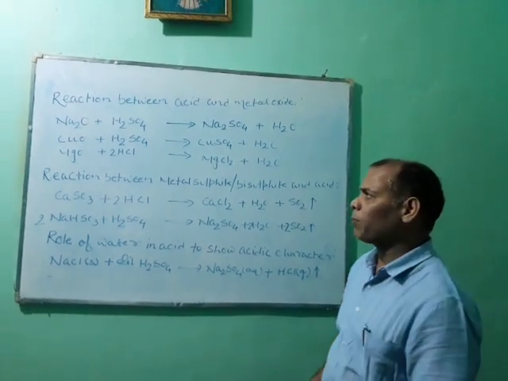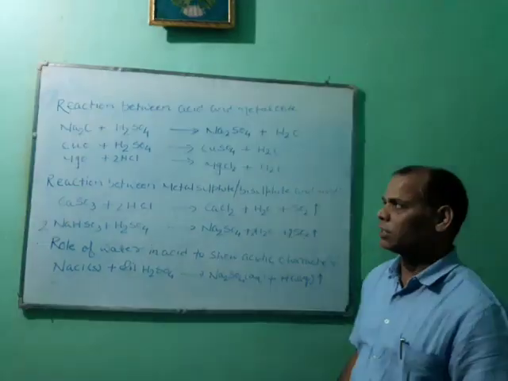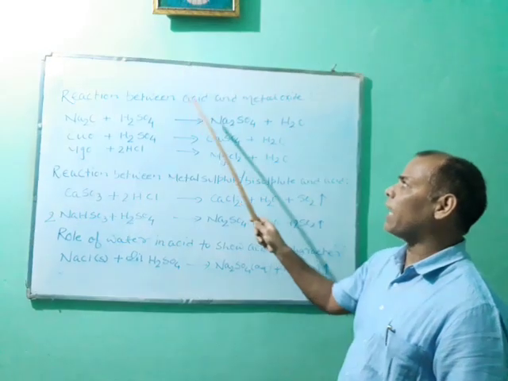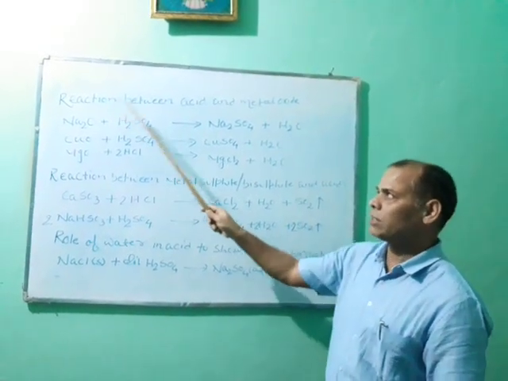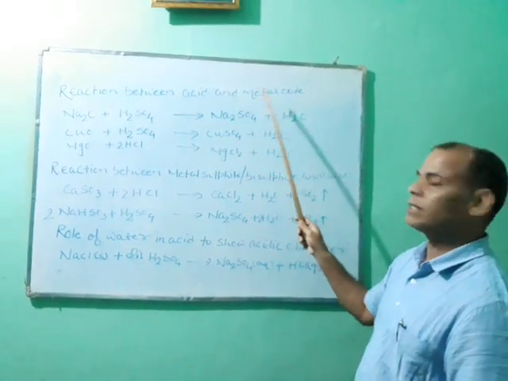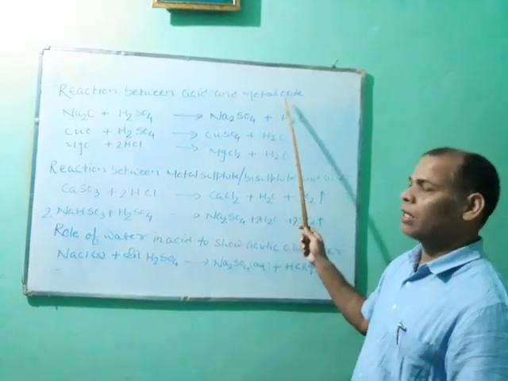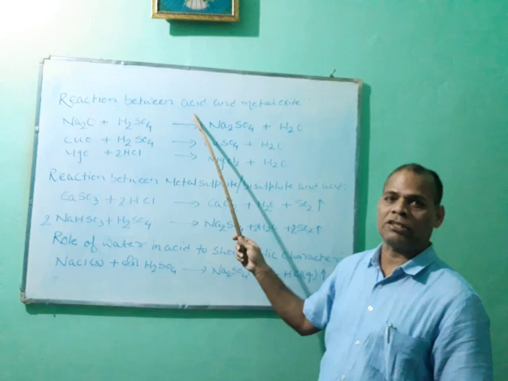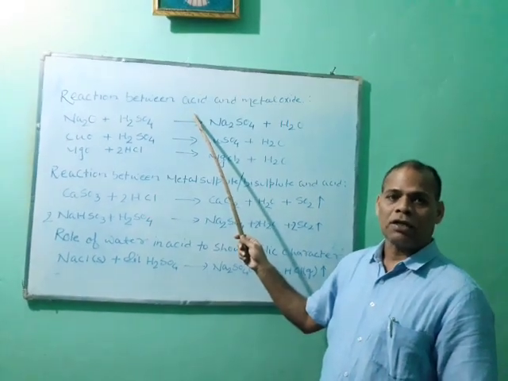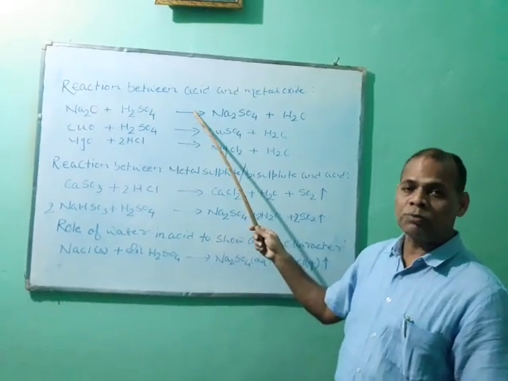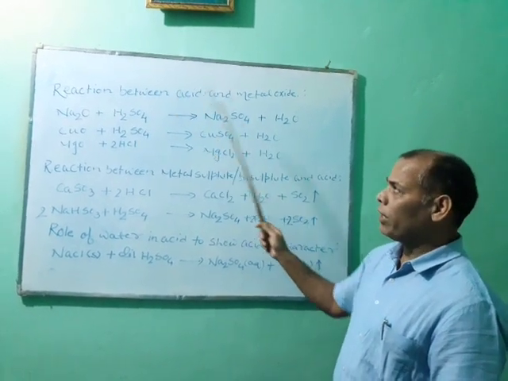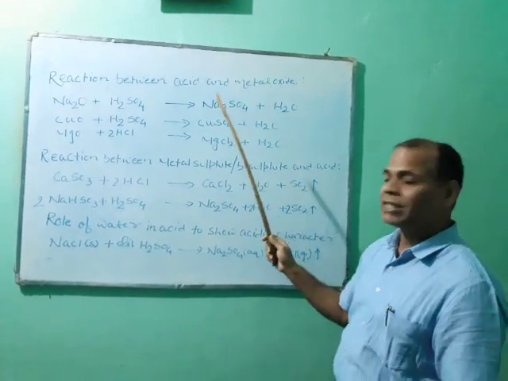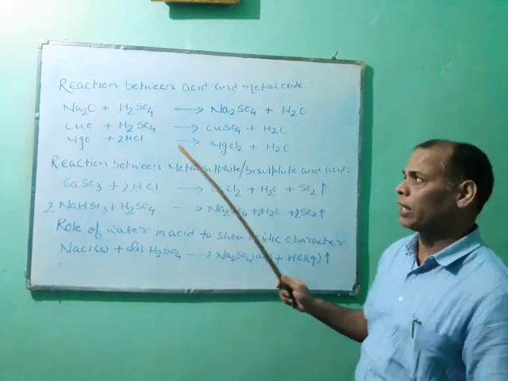The next chemical property of an acid is the reaction between acid and metal oxide. Metal oxide reacts with acid and forms salt and water. When metal oxide reacts with acid, it forms salt and water.